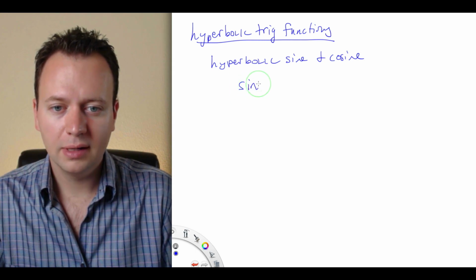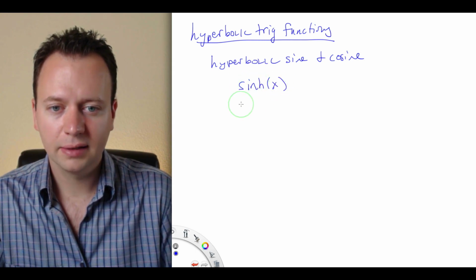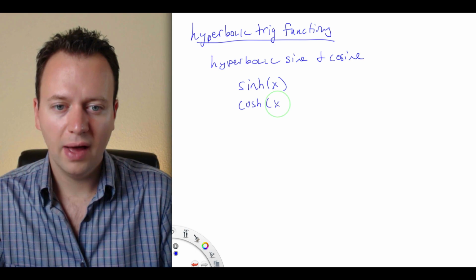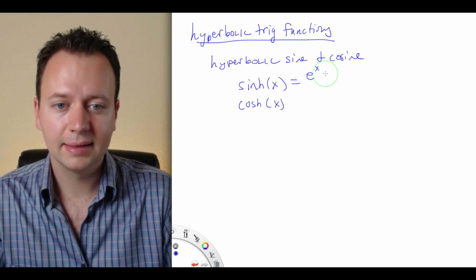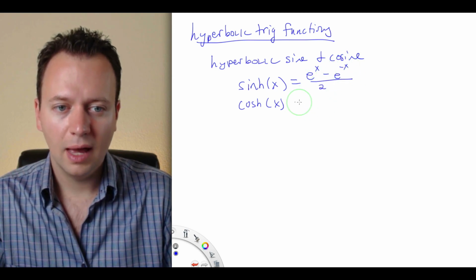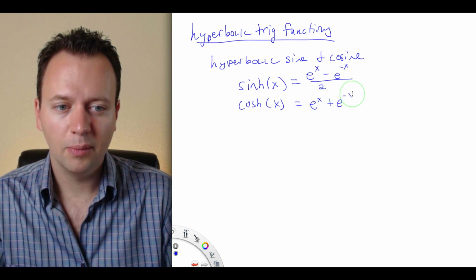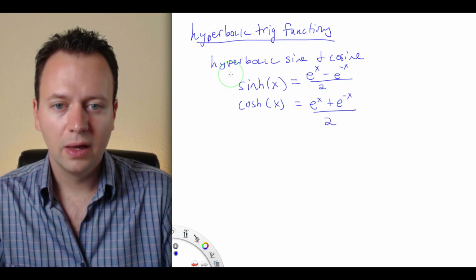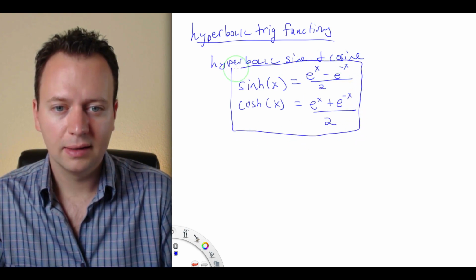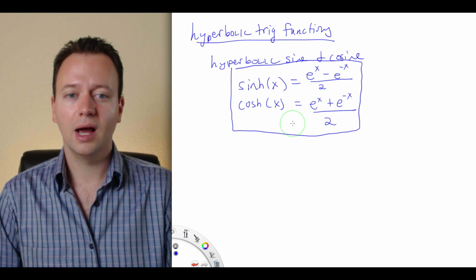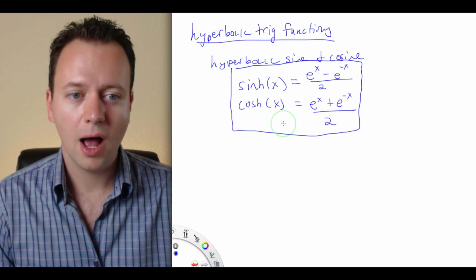They're denoted sinh of x and cosh of x. Sinh of x is defined as e to the x minus e to the minus x over 2, and cosh of x is equal to e to the x plus e to the minus x over 2. So this is the definition of the two primary hyperbolic trig functions, sinh and cosh.